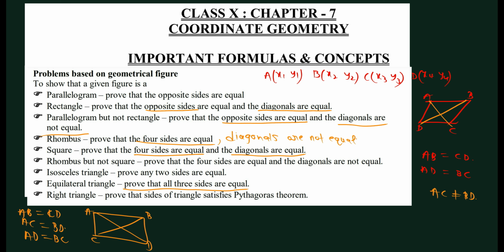For a right angle triangle, you have to prove the Pythagoras theorem, that all sides are related by Pythagoras or not. You have to check. Okay, and these are the geometrical figures. So in problems based on the distance formula, we have to measure the distances AB, BC, CD, DA, and we get the relation like this.